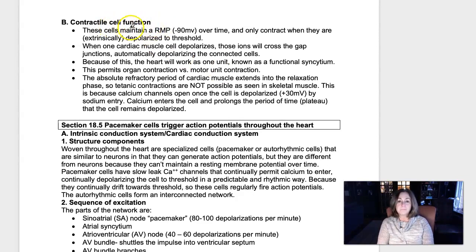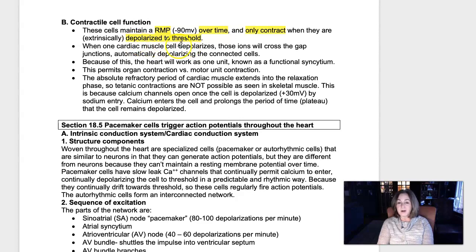Before I show you those two things, this is what we'd expect. These cells maintain a resting membrane potential over time. They only contract when they're stimulated to do so, which we would expect. And when they're stimulated to do so, that just means that they were depolarized to threshold. But here is where there's a big difference.